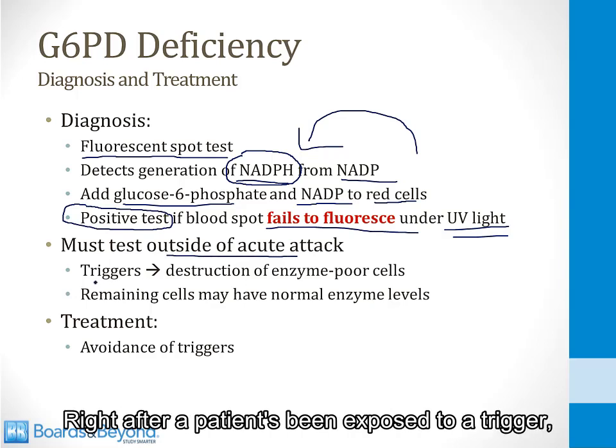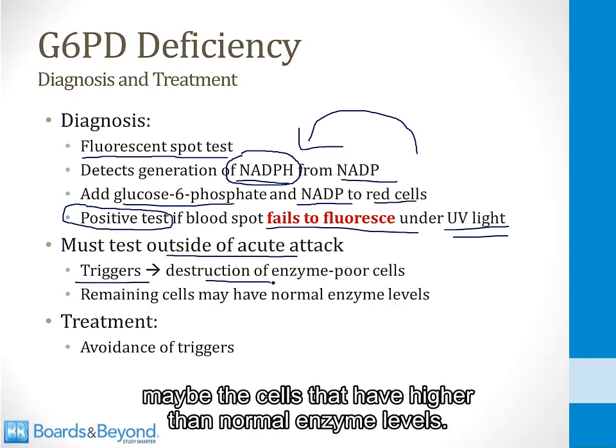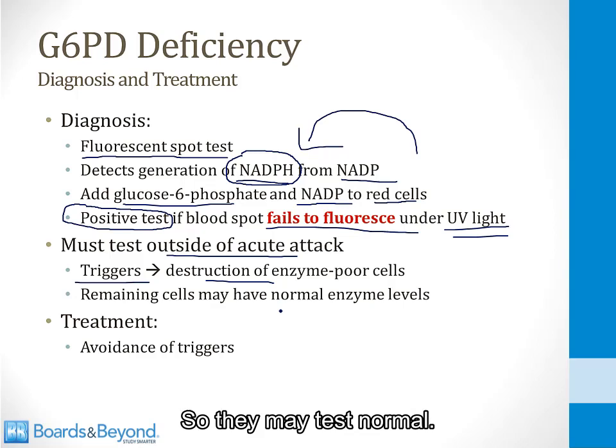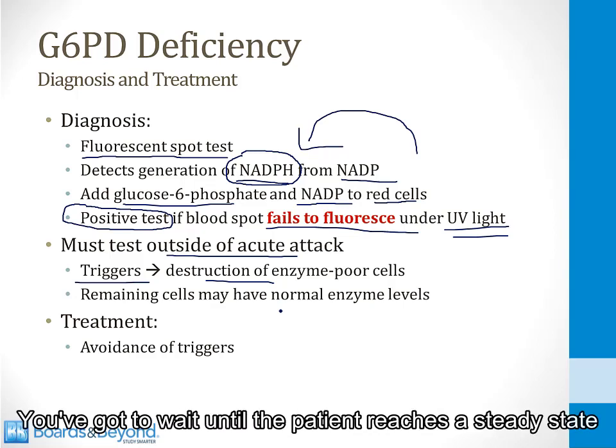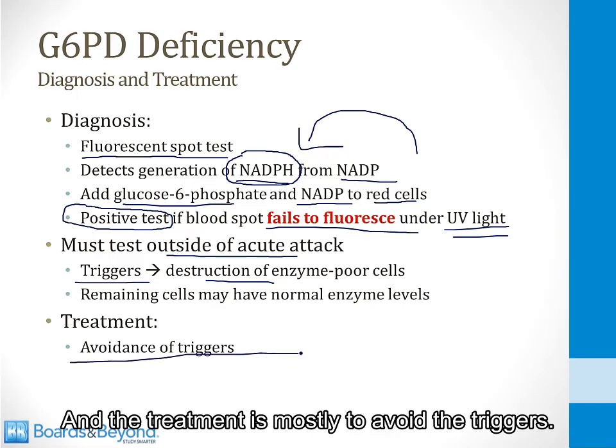Right after a patient's been exposed to a trigger, they have destruction of the cells that have the lowest enzyme levels. The ones that are left behind may be the cells that have higher than normal enzyme levels, so they may test normal. You've got to wait until the patient reaches a steady state, and then you can perform the test. And the treatment is mostly to avoid the triggers.